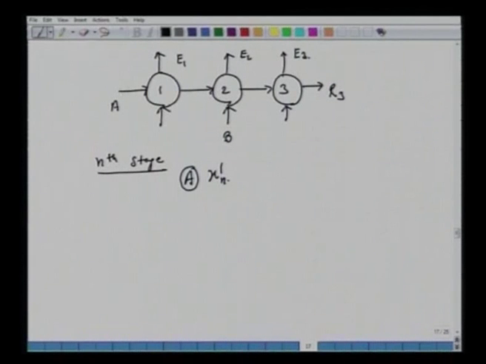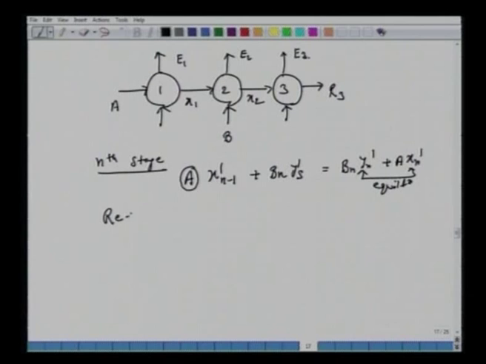So we have x dash n minus 1, right? So this is x1, this is x2. So at the nth stage, incoming is x dash n minus 1 plus the amount of solvent in the nth stage, Bn. This may have some solute, y dash s. This will be equal to Bn yn prime plus A xn prime. And yn and xn are in equilibrium. All right. So we can rearrange this equation to make it A over Bn.